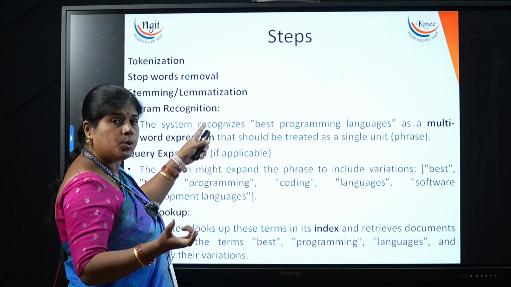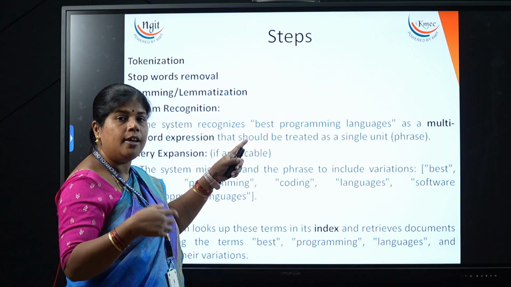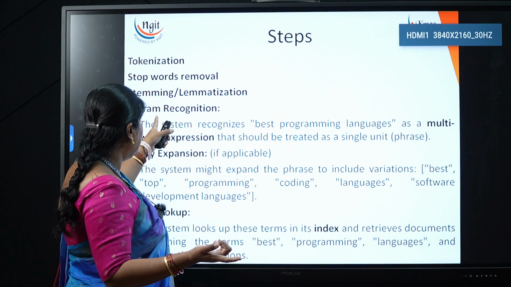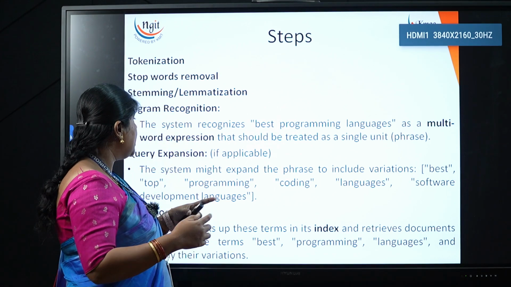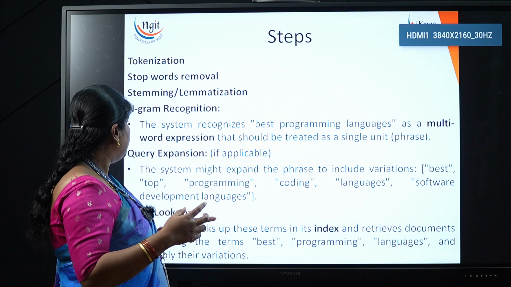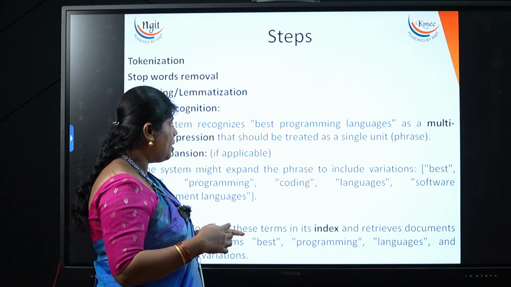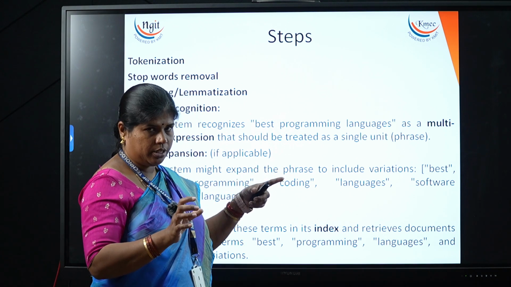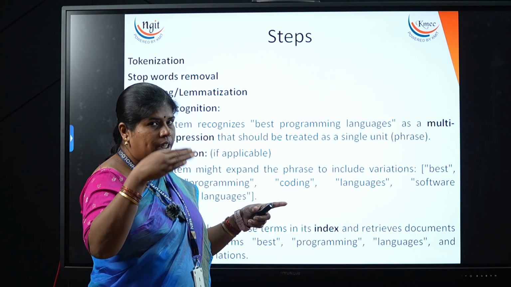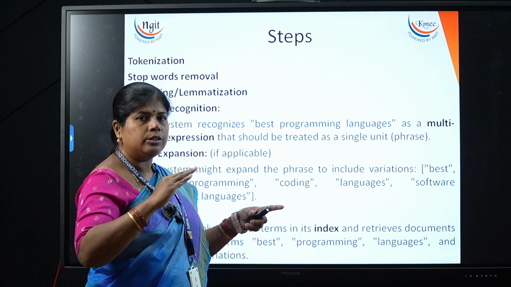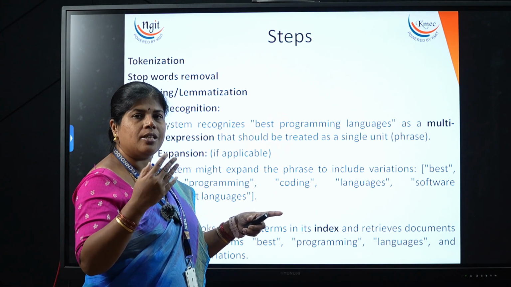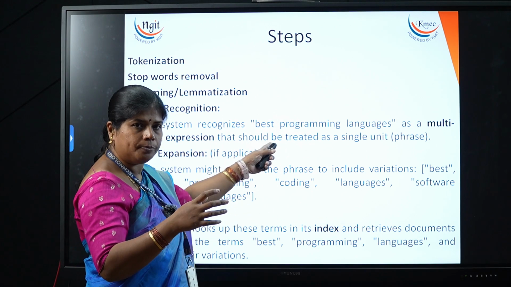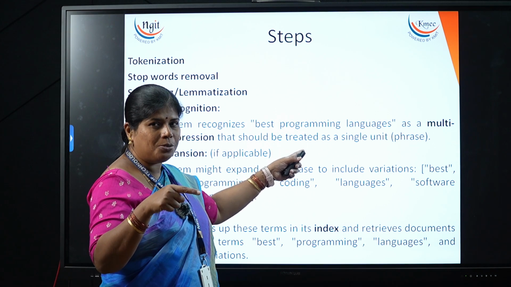Now, what is the new step that you are going to apply when you are processing your query by using phrases? N-gram recognition. What do you mean by N-gram recognition? Here, the multi-word expression is treated as a single unit in N-gram. You know the N-gram data structure: by using probability, by using the Bayes theorem, what will be the next probable word that I am going to find out using this table.